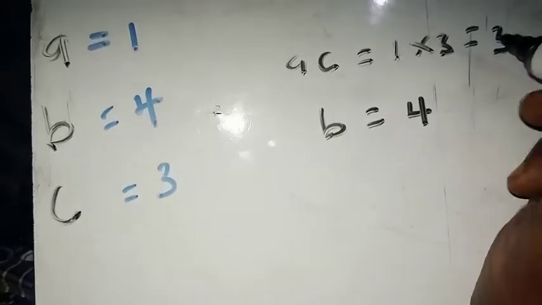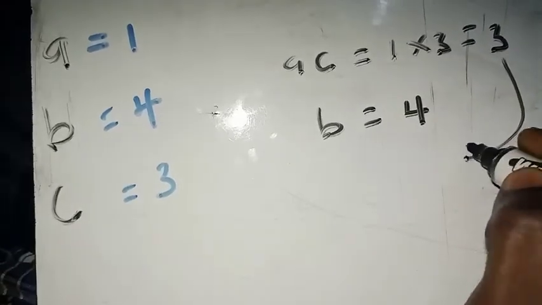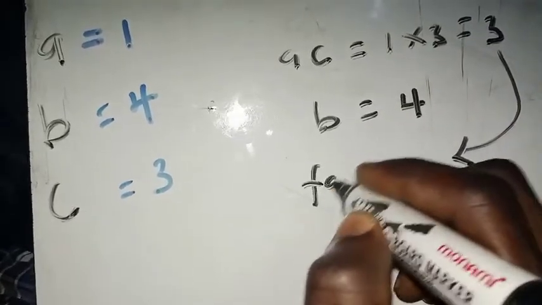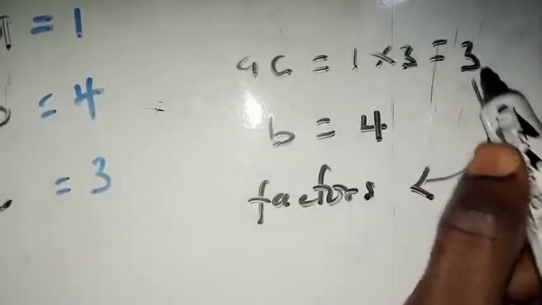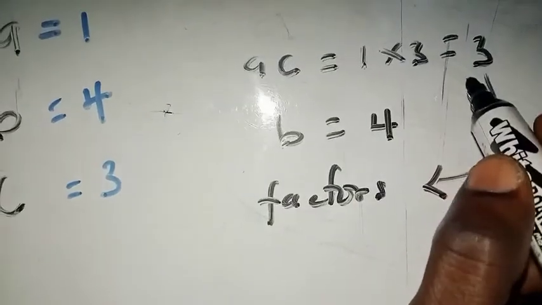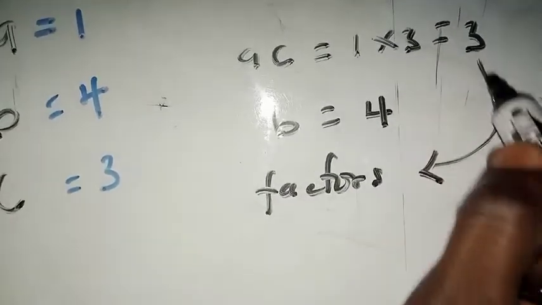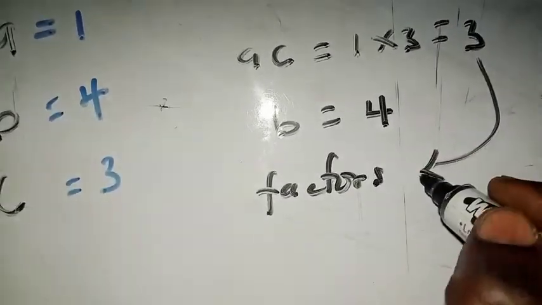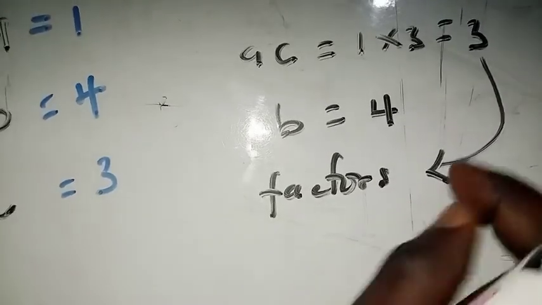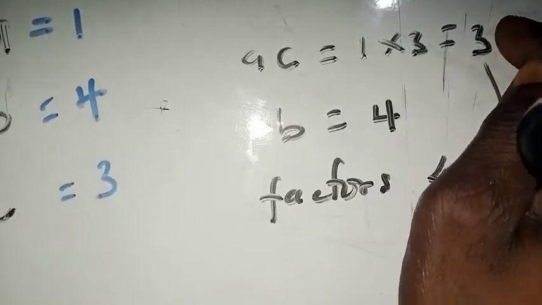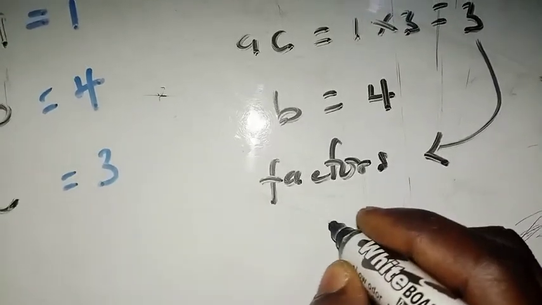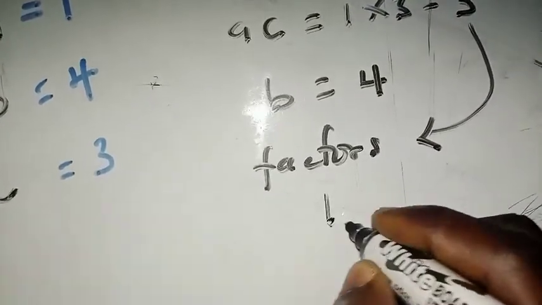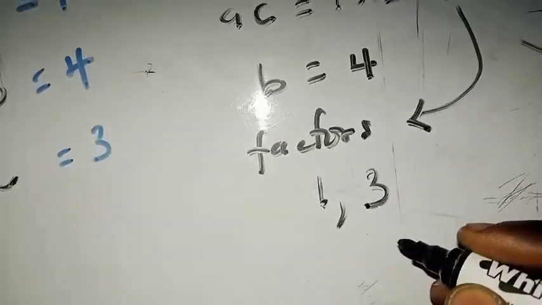Is that okay? If you have the AC down, the next step is to find the factors of AC. So the AC, when you multiply, is 3. So the factors of AC mean the two numbers that we multiply to get the answer, in this case 3. So the factors of AC are 1 and 3. Is that okay?